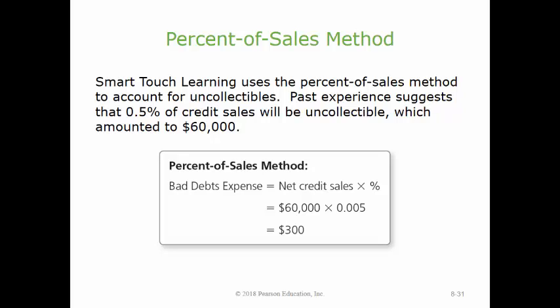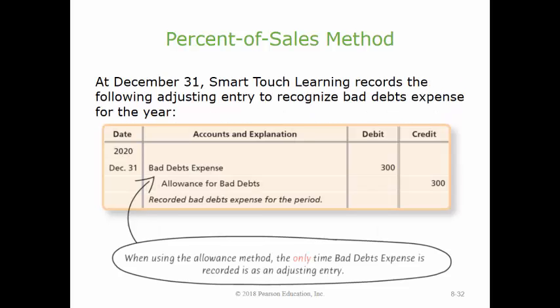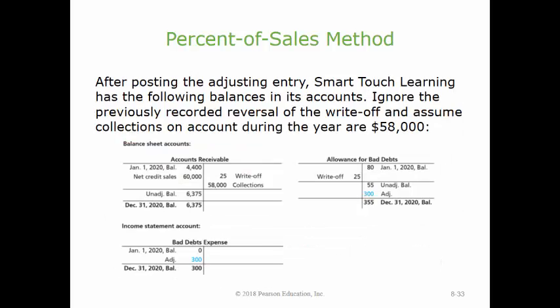The percentage will be based on experience and an actuarial assessment of historical patterns. This method is also called the income statement approach because it focuses on the amount of expense that is reported on the income statement. At December 31, Smart Touch Learning debits bad debt expense and credits allowance for bad debts for $300.